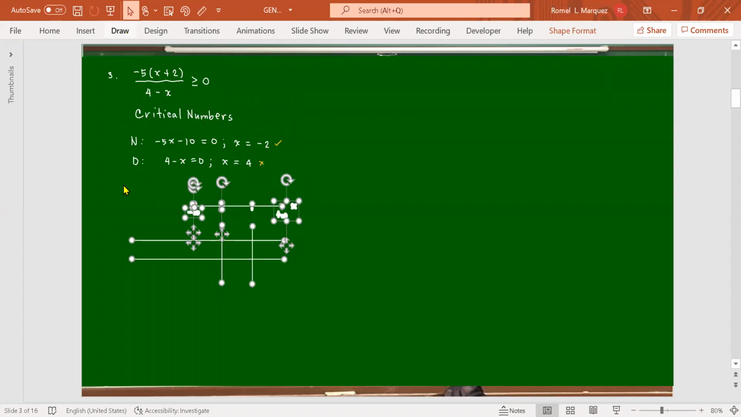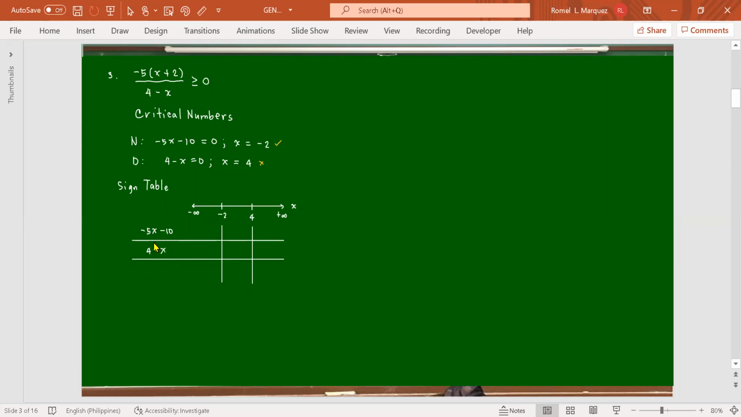So we now write this sign table or sign chart. How am I going to arrange? To the left, negative 2, no? To the right of -2, +4. And what are the two expressions, children? -5x minus 10. Am I correct? Yes, Prof. And then the other one, 4 minus x.